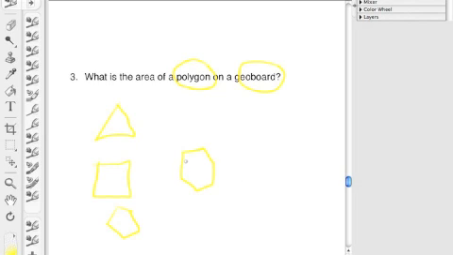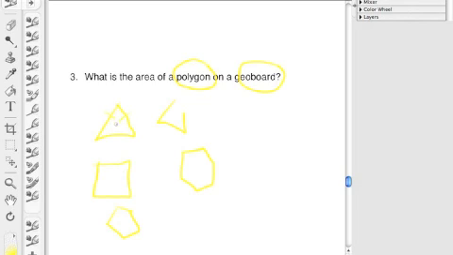Now, what is a polygon? First, a polygon is a closed geometric shape. That means there's no openings. This couldn't be a polygon because it has an open end. So a polygon is any closed geometric shape.